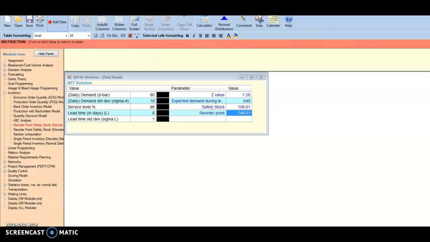Burgers sell for 60 cents a piece. Labor, overhead, meat, buns, and condiments are 50 cents per burger. Demand is normally distributed with a mean of 400 pounds per day and a standard deviation of 50 pounds per day.